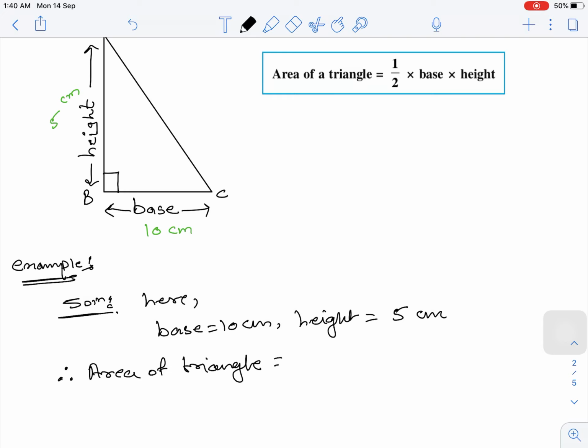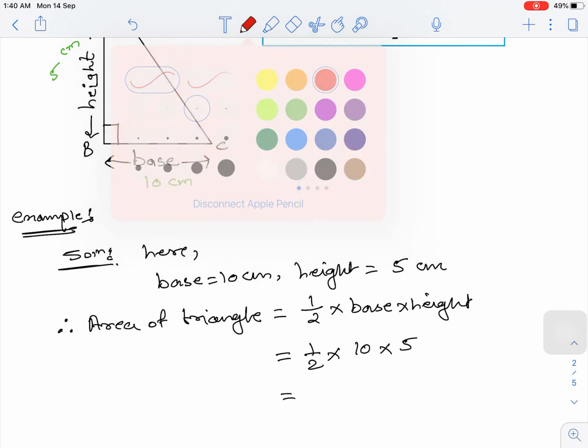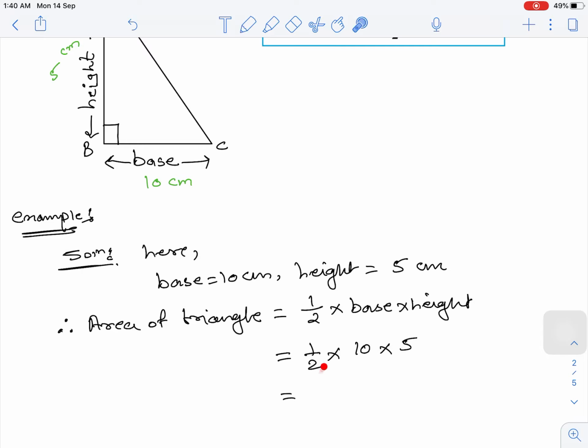now every time it is better to write the formula. Which formula are you going to use? Half into base into height, that equals half into, now what is the value of base? Here we have it as 10 centimeter. So we'll write here 10 into height, which is 5 centimeter. Now check whether we can cancel any numbers or not. Yes, we can cancel. 2 1s are, 2 5s are, so I'm writing it here.